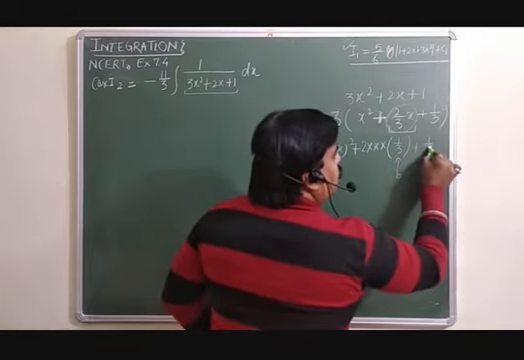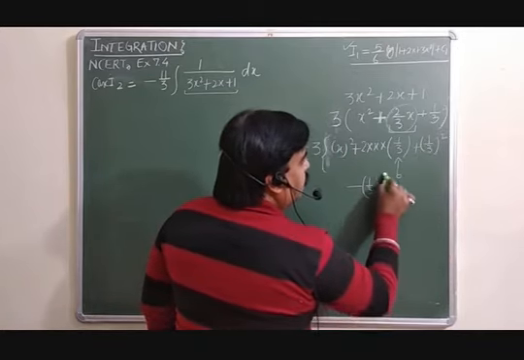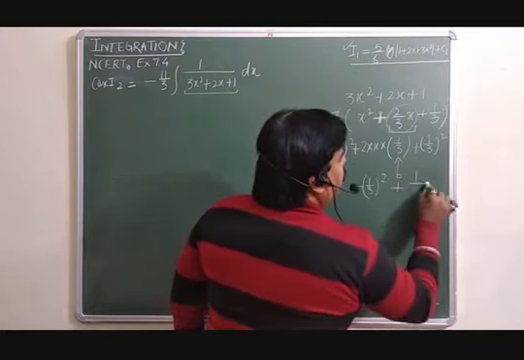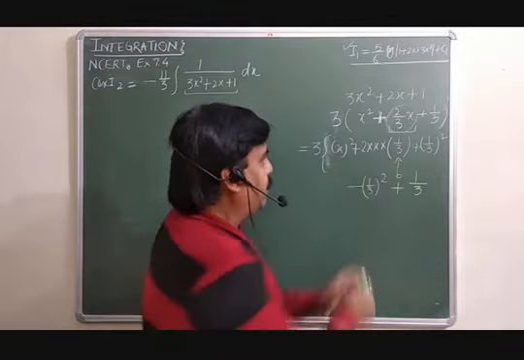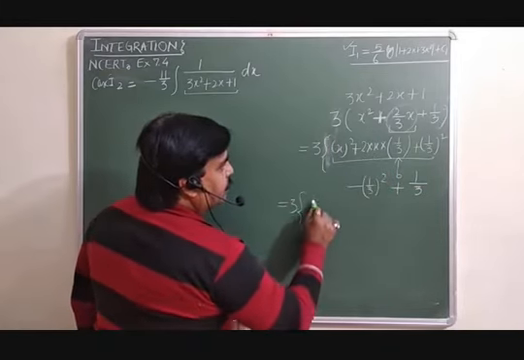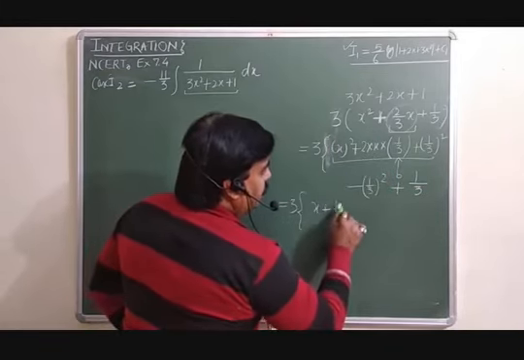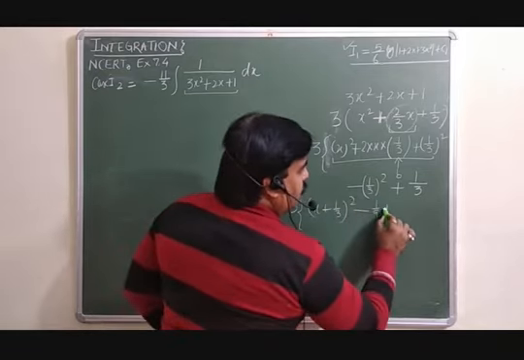So (1/3)² we will add, and the same term we are supposed to subtract, otherwise the value will change. And the plus 1/3 will remain as it is here. a² + b² + 2ab. So first these three terms can be written as (3x + 1/3)² minus 1/9, plus 1/3 is here.